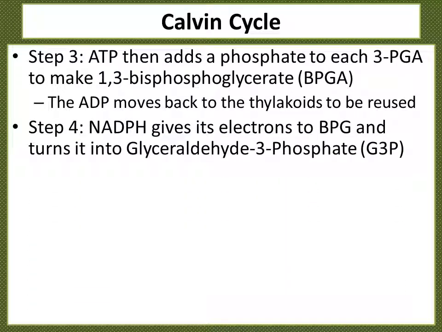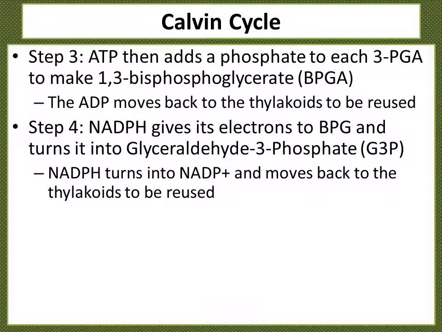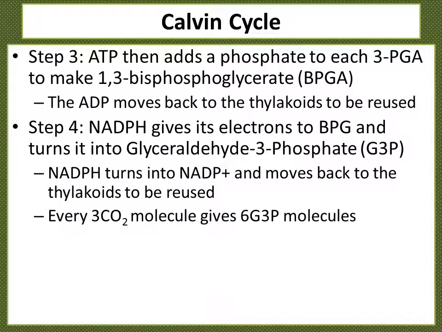The next step, you're going to use NADPH. You're going to take its electrons. They're going to be donated into BPGA, and it turns it into a molecule called G3P, otherwise known as glyceraldehyde 3-phosphate. The NADP plus that forms from this goes back into the thylakoids. So every 3 molecules of carbon dioxide that enter into the Calvin cycle is going to give you 6 molecules of G3P.